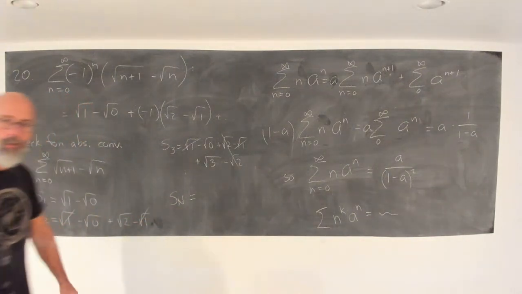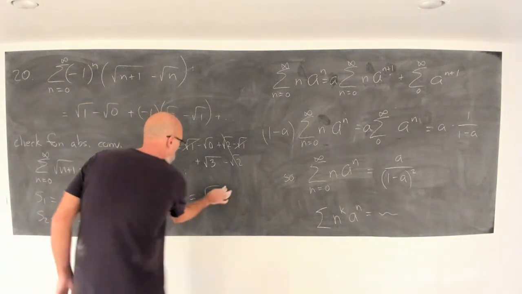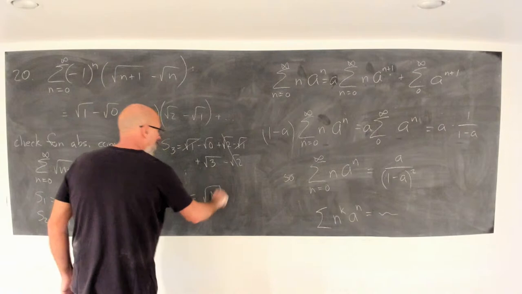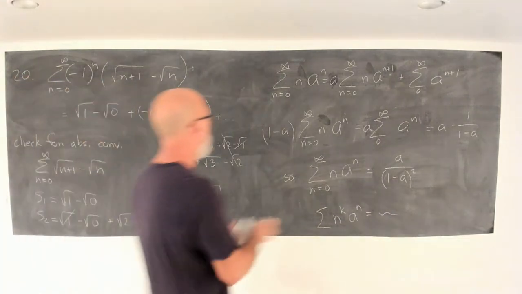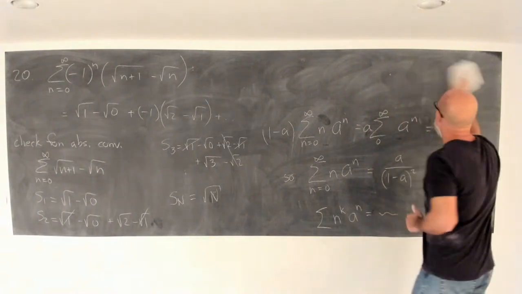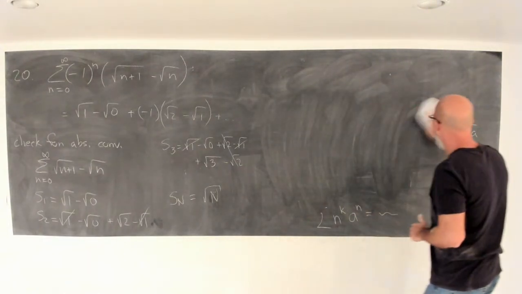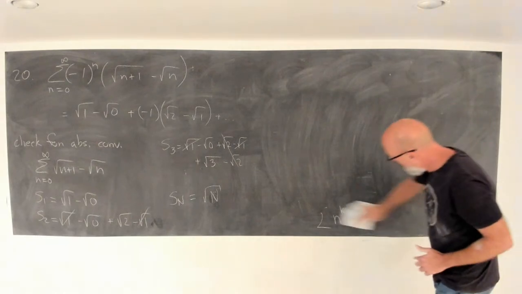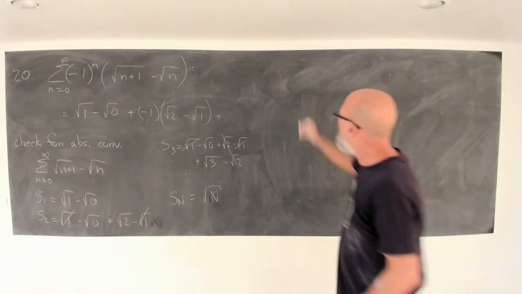What is the sequence of partial sums? Root n, very nice. Root big n. So that's our sequence of partial sums. And what is the limit as n goes to infinity? Of course, infinity.